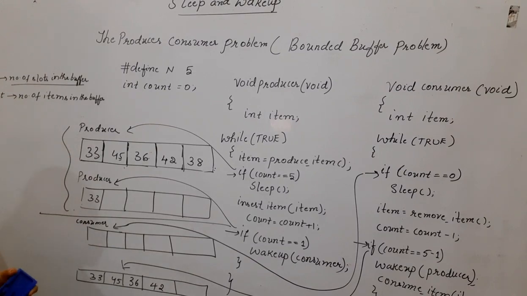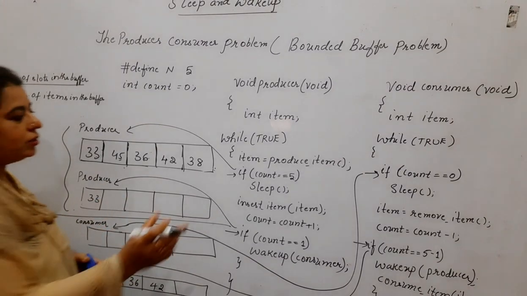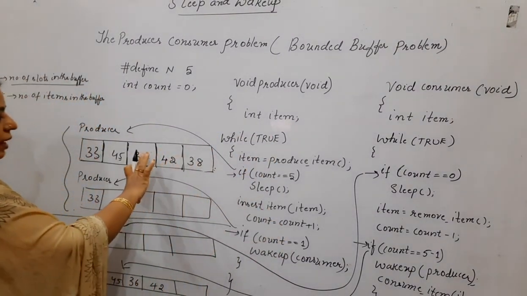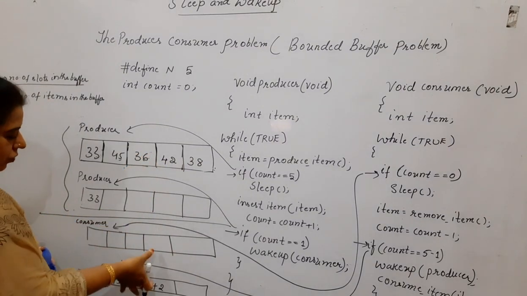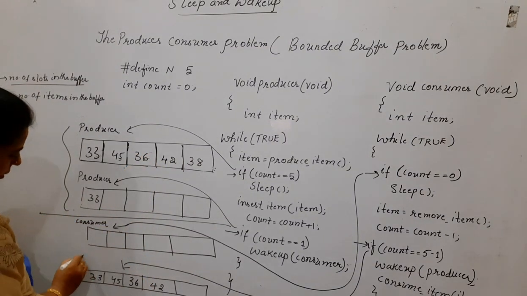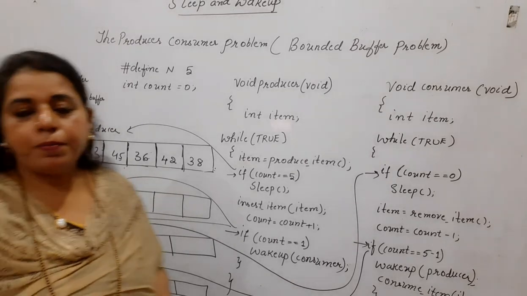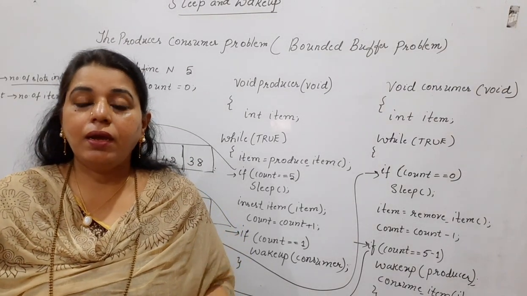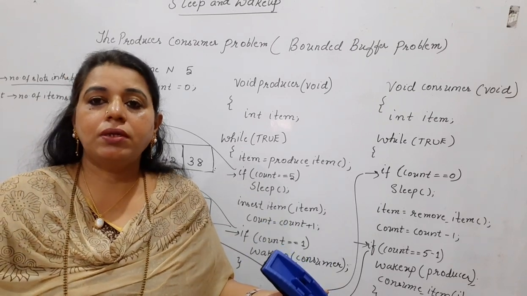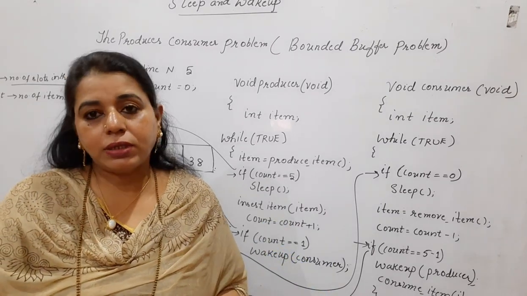So hope it is clear to you all students now. Because for the producer, these two if conditions, I have placed here the scenario, and for the consumer, these two. This was the solution proposed using the sleep and the wake up signal. Whether this is a valid solution, that we need to check, or is it leading to some errors?